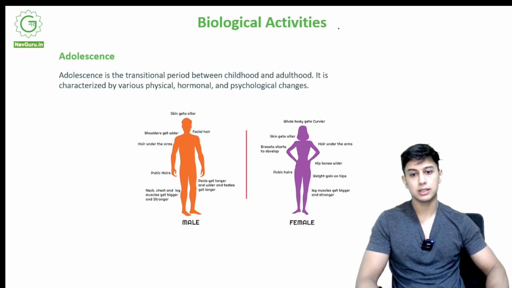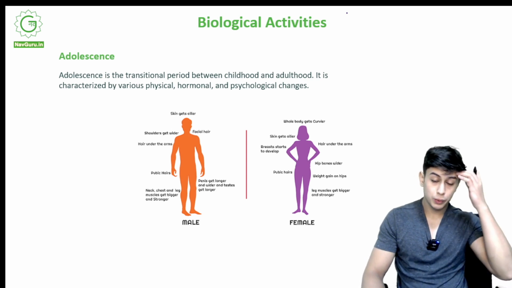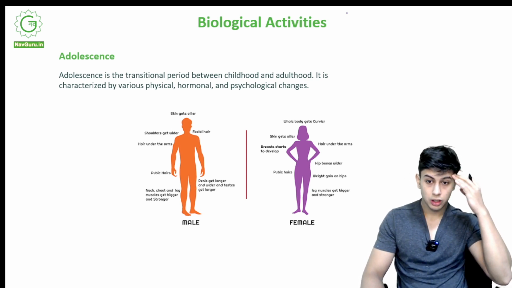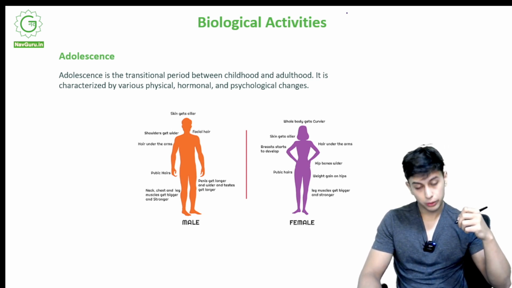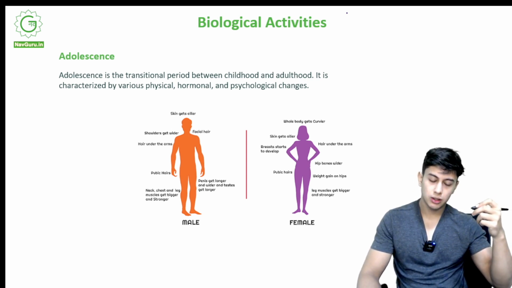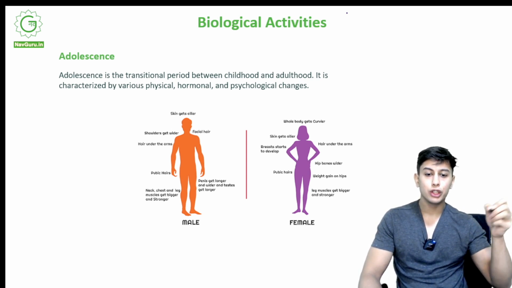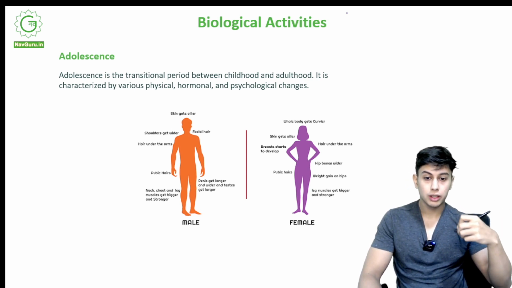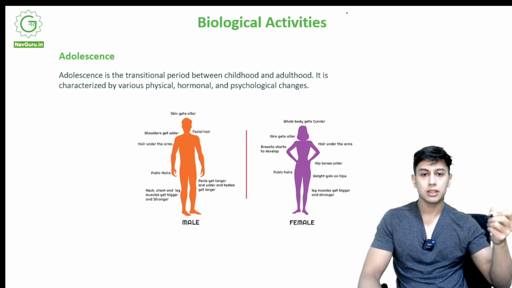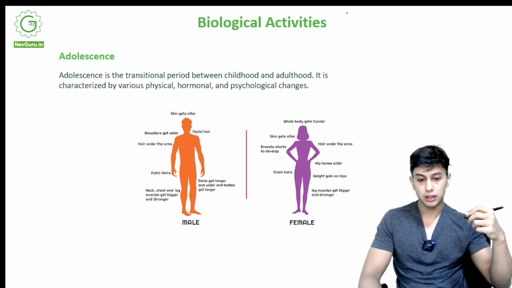Adolescence. Now what is adolescence? Adolescence is a very important biological activity that we humans go through. Adolescence is the transitional period between childhood and adulthood. When you are in your teens, your body will start to develop a few characteristics that were not there before. This is adolescence. It is a physical, mental, hormonal and psychological change. You will experience a lot of changes in your body.